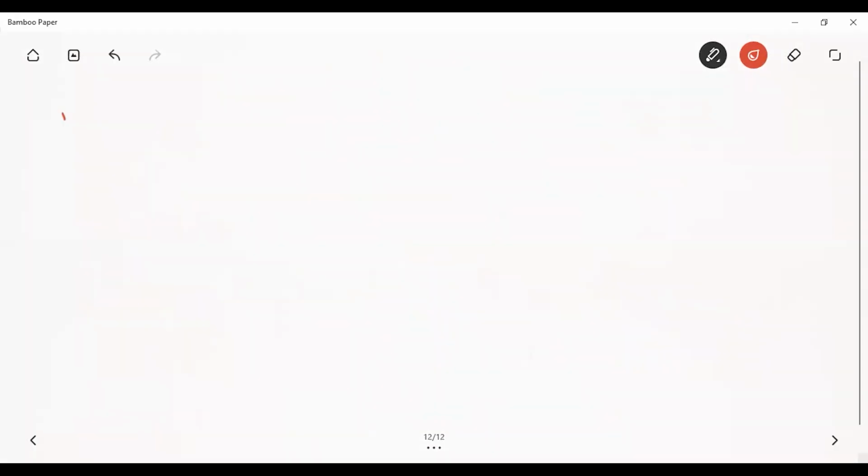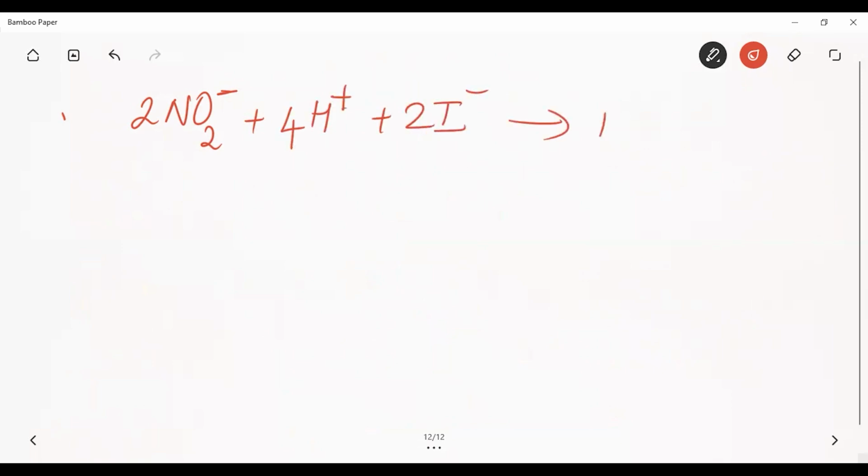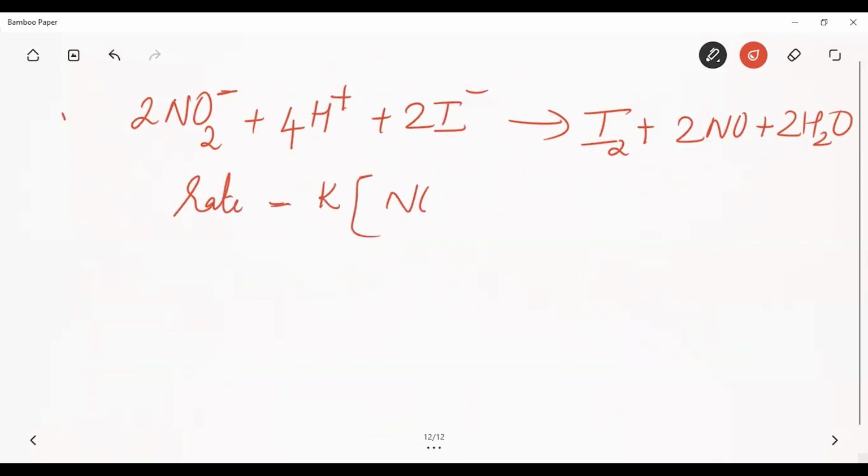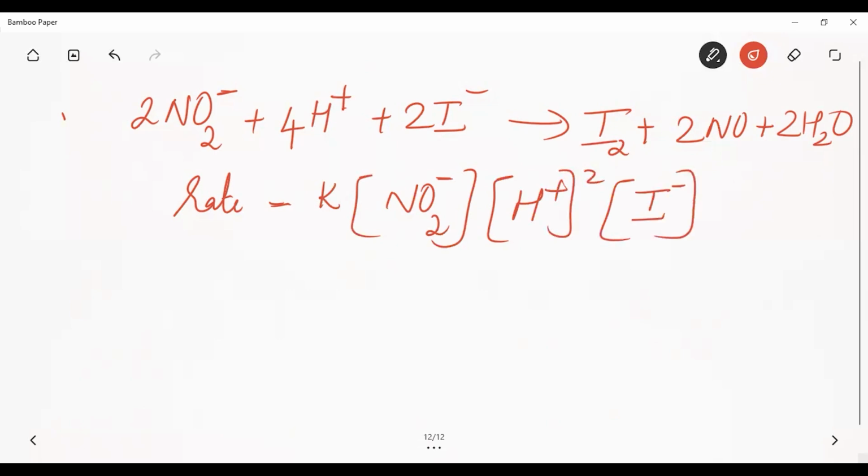The equation is given: 2NO2 minus plus 4H plus plus 2I minus gives I2 plus 2NO plus 2H2O. And the rate is given as K times NO2 minus, H plus squared, and I minus. This is the rate law given.